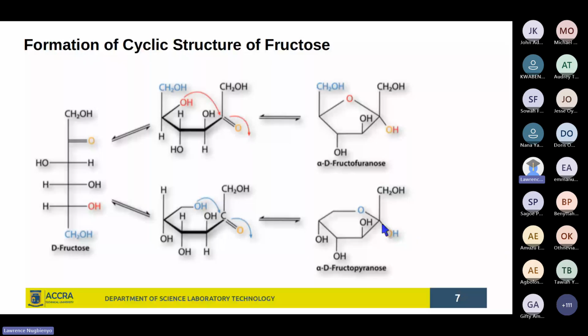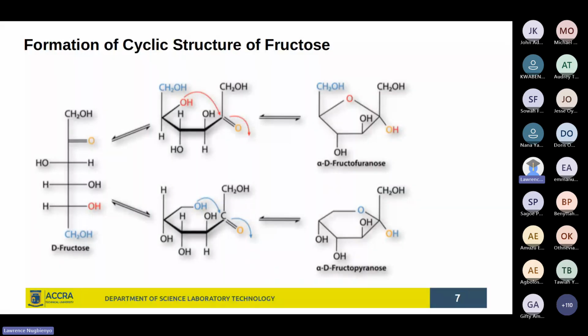And we see the rest of the molecule, from the hydroxyl group on carbon number 6, covalently bonded on carbon number 2. That gives you a 6-sided ring, which we refer to as a fructopyranose. So you can have a fructofuranose, and you can also have a fructopyranose. These two are possible structures that can be formed with the intramolecular interaction between the ketone group and hydroxyl groups in the fructose molecule.